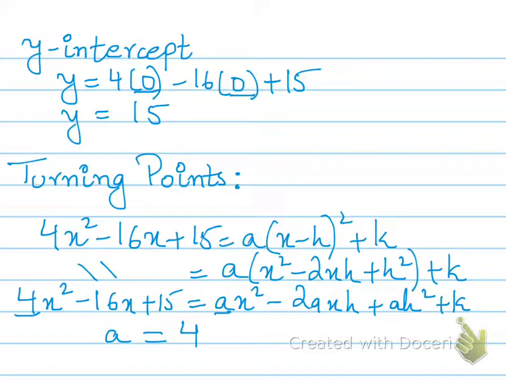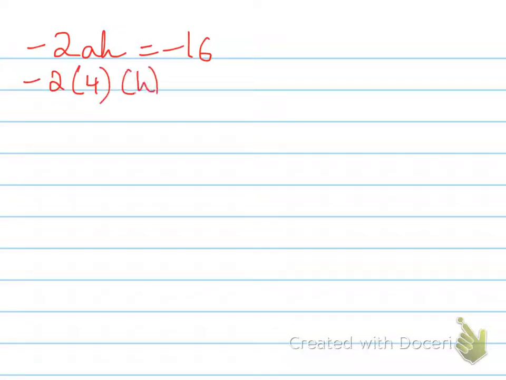To find the value of h, we'll compare the coefficients of x on both sides. The coefficient of x on the left hand side is minus 16 and on the right hand side it is minus 2ah. Substituting the value of a as 4, we find that the value of h is 2.